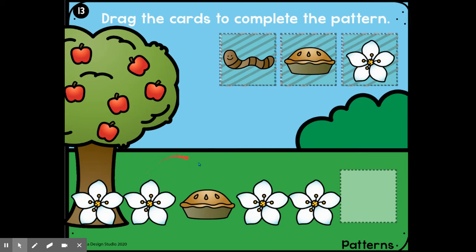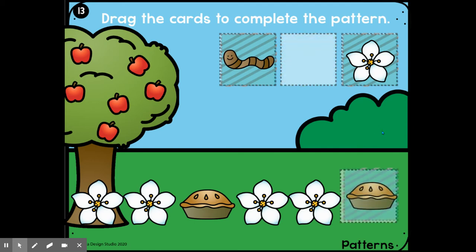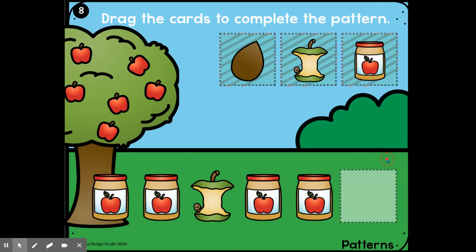Flower, flower, pie. Flower, flower. Is it the worm, the pie, or another flower? Great job. You knew it was going to be a pie because you knew AAB. Good job. One more.